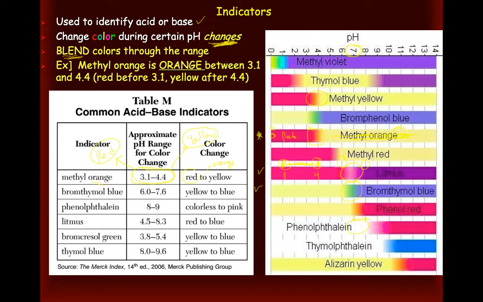Last but not least on indicators, you just want to remember what your colors are. I know sometimes we forget. Yellow to blue is going to give you a green. Colorless to pink is easy, that's just light pink. Red to blue is going to be a purple. Red to yellow will give you an orange. So that really covers indicators.